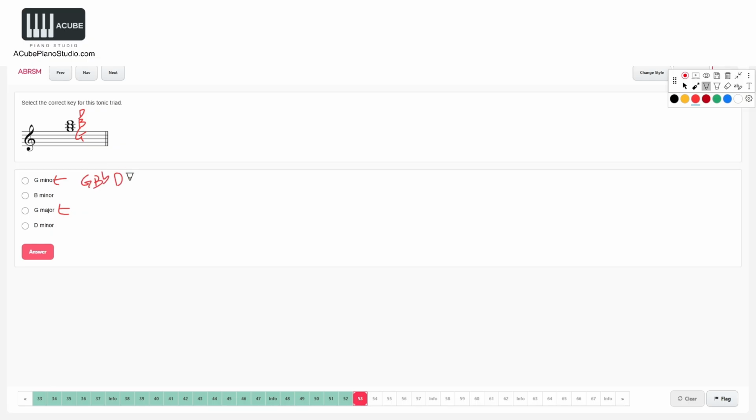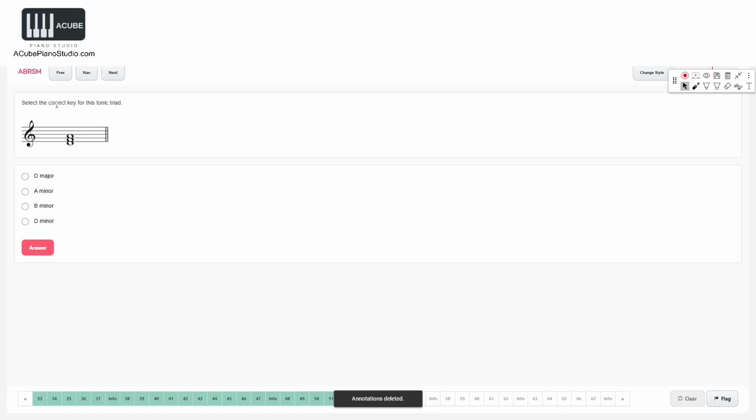Because if you look at your key signature chart, what does G minor have? It has B flat and E flat in the key signature, so the B flat needs a flat. But G major, you only have F sharp in the key signature, so it's just G, B, D for the tonic triad. So therefore, this answer here should be G major because it's G, B, D.